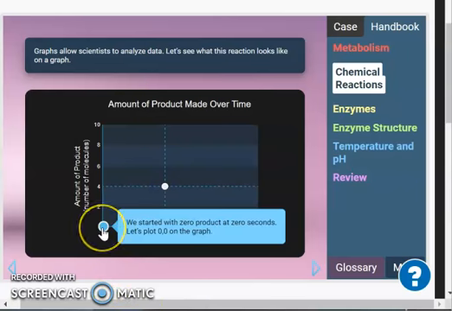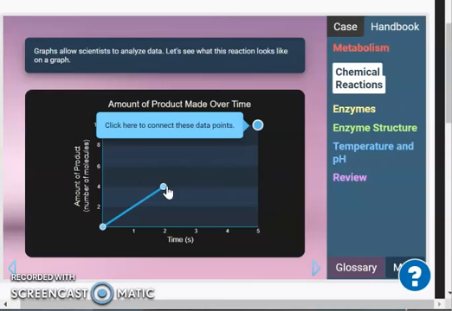Now we started with 0 product at 0 seconds, so we'll plot 0, 0. And when we click the 2, it forms our line, and we can click the dots to connect the data points.